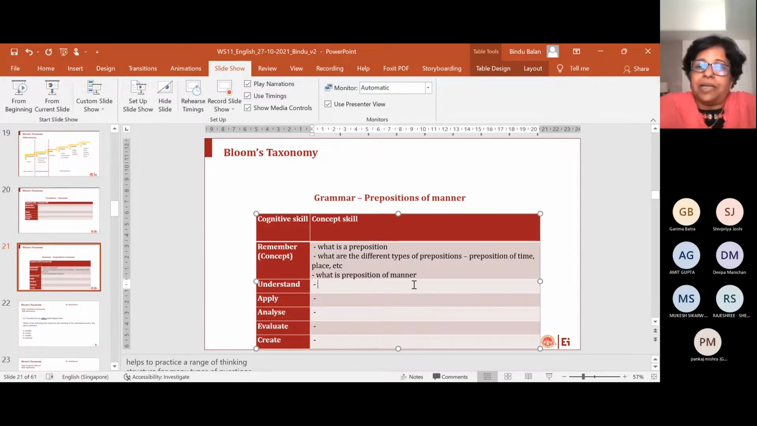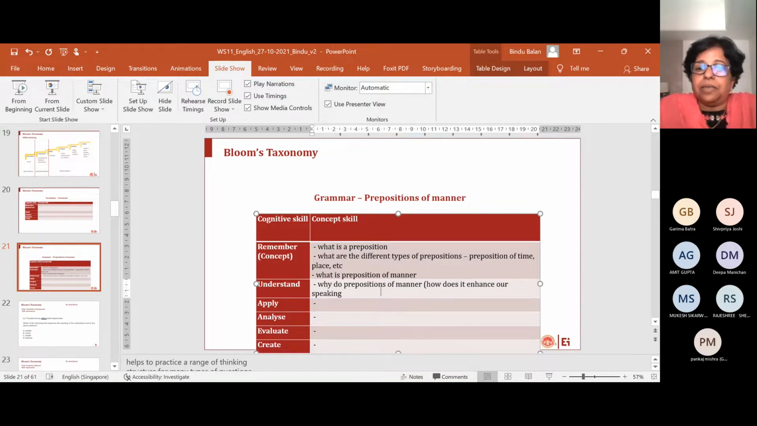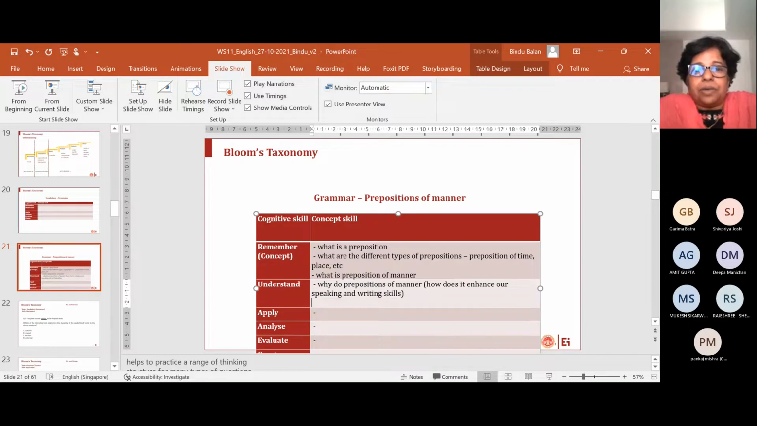Now, at an understanding level, what will you teach? Why do we use prepositions of manner? Like, how does it enhance our speaking and writing skills, etc. Then you will also discuss the different manners and the prepositions associated with them.